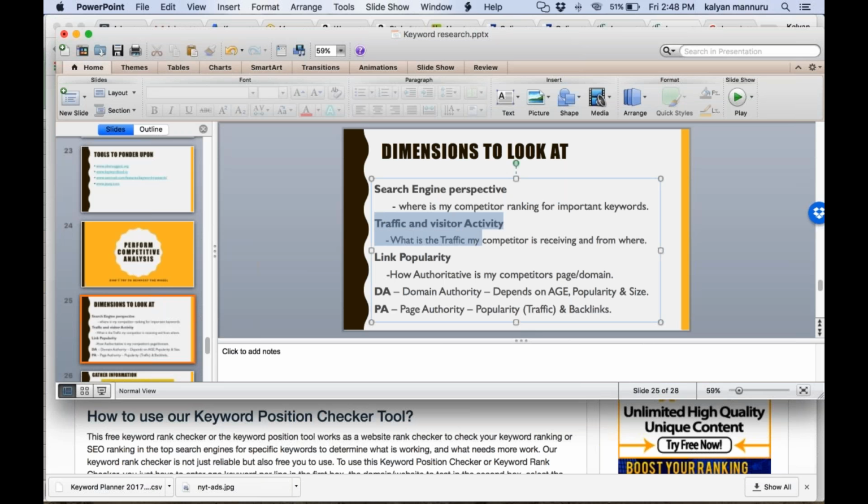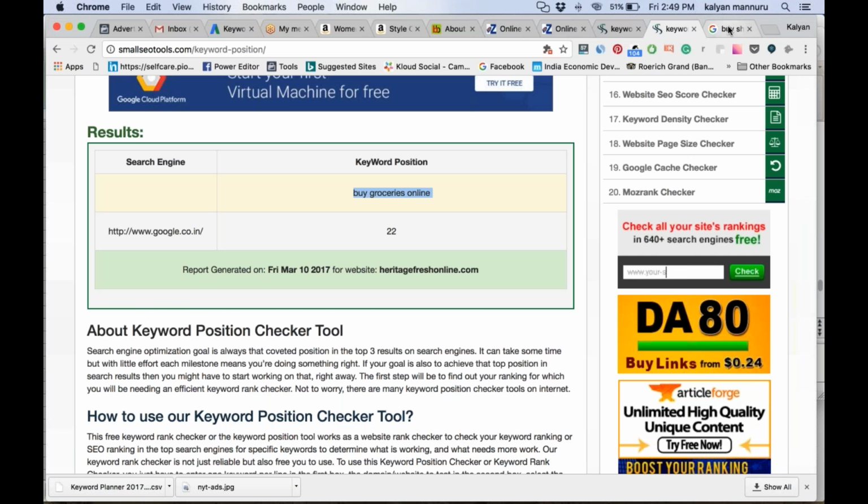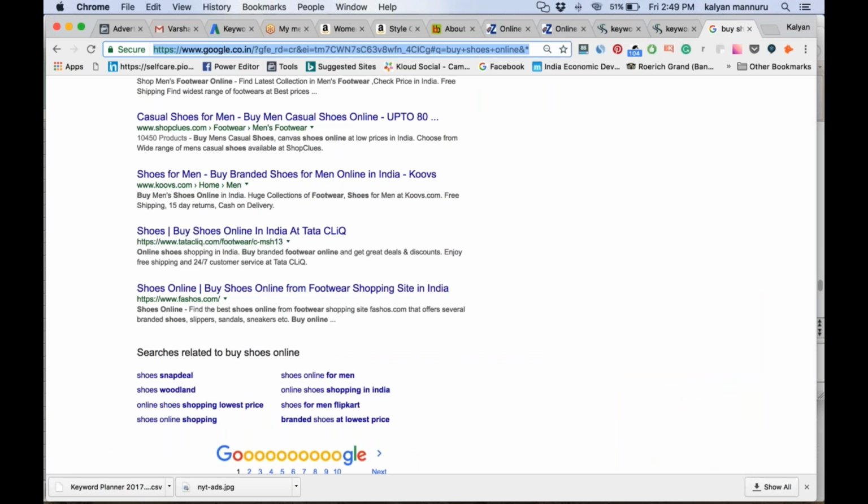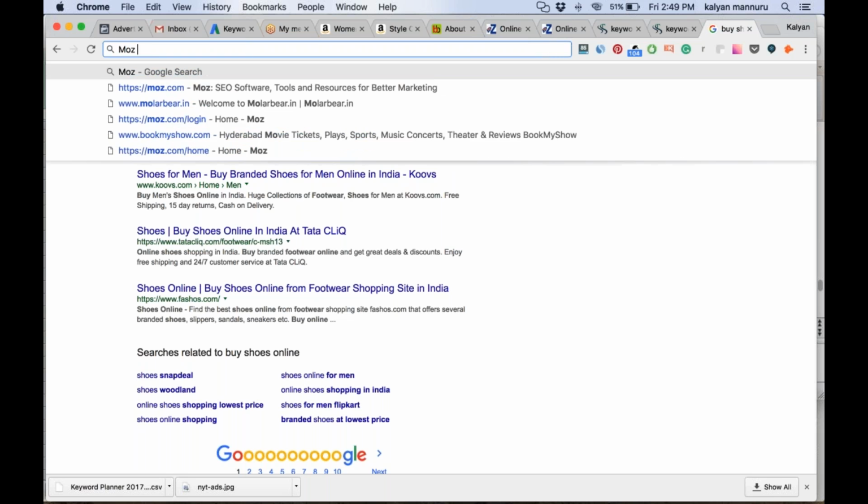I'm going to come back here. We have just checked how to check your competitor rank. How to improve depends on learning this link popularity. How to check traffic activity we'll see later. Right now, link popularity. So how do I check the DA and PA? For this I need to download a toolbar. I need to download a toolbar called Moz.